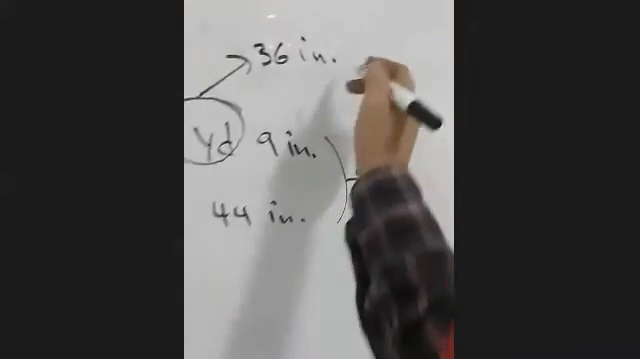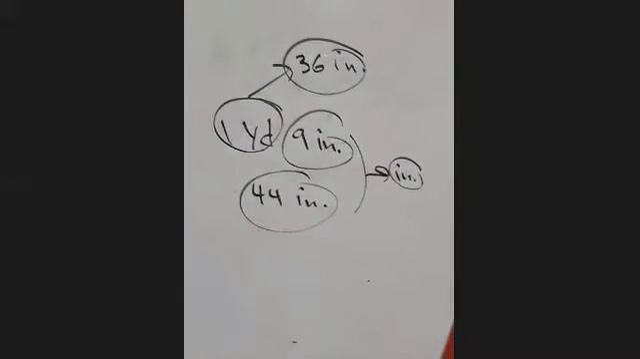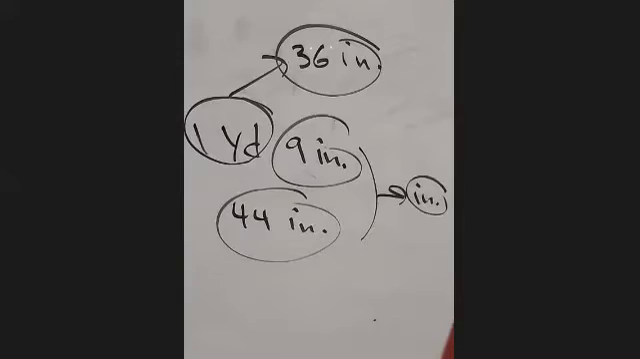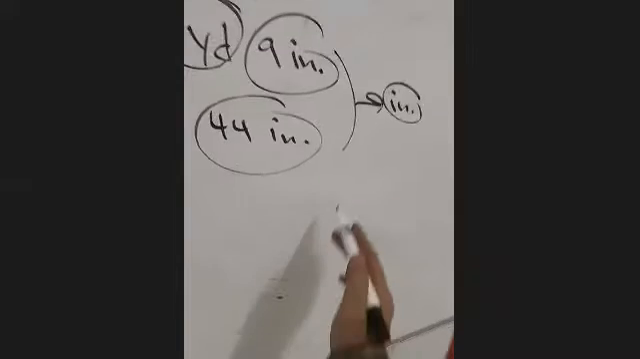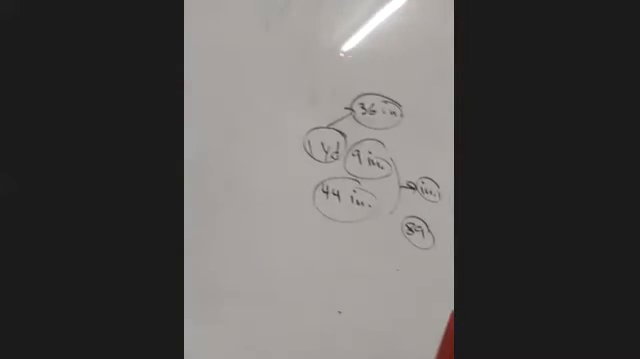Now add them. How much will there be? 36 with 44 is 80, with 9 is 89. 89 in total. Yes. Got it? Okay. Now think about questions 10 and 11. They have similar ideas, okay? Okay.